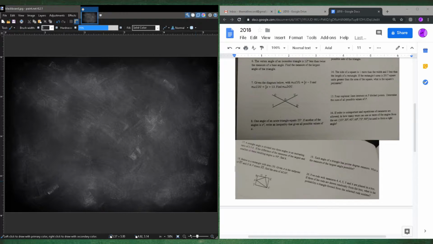Now let's go to number 20. Five rods with measures 4, 4, 5, 5, and 6 are placed in a box. If 3 of the rods are drawn randomly from the box, what's the probability that a triangle formed from the selected rods is scalene? A scalene triangle means 3 different sides, and we have only 4, 5, and 6, so we have to get one of each. So we have double 4s, double 5s, and a single 6, and we have to grab 3 of them, and it has to be scalene.